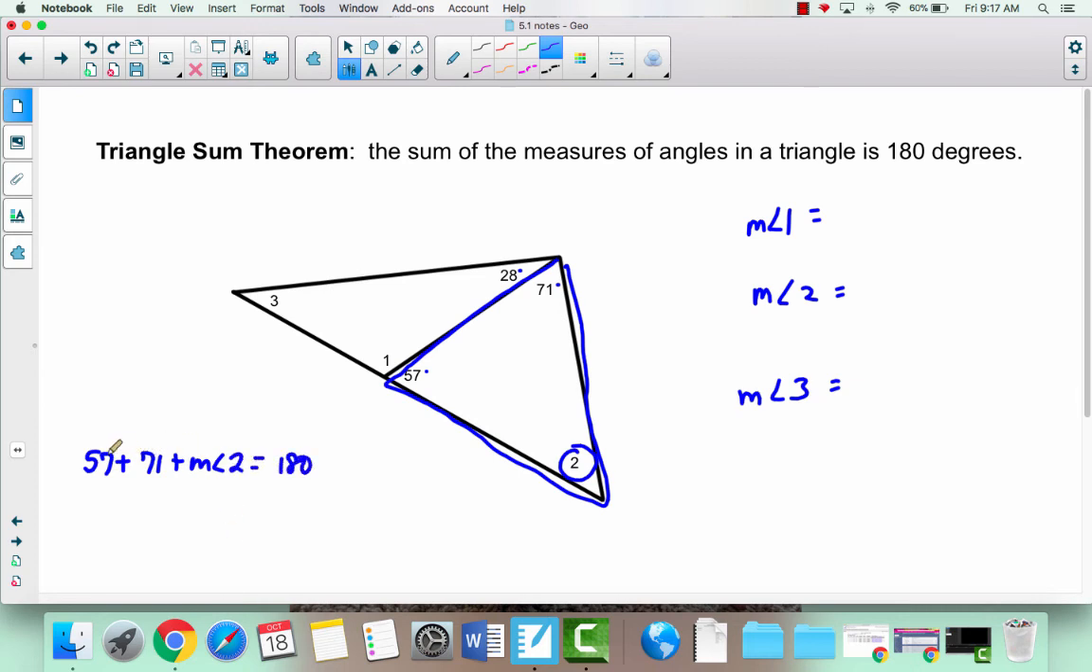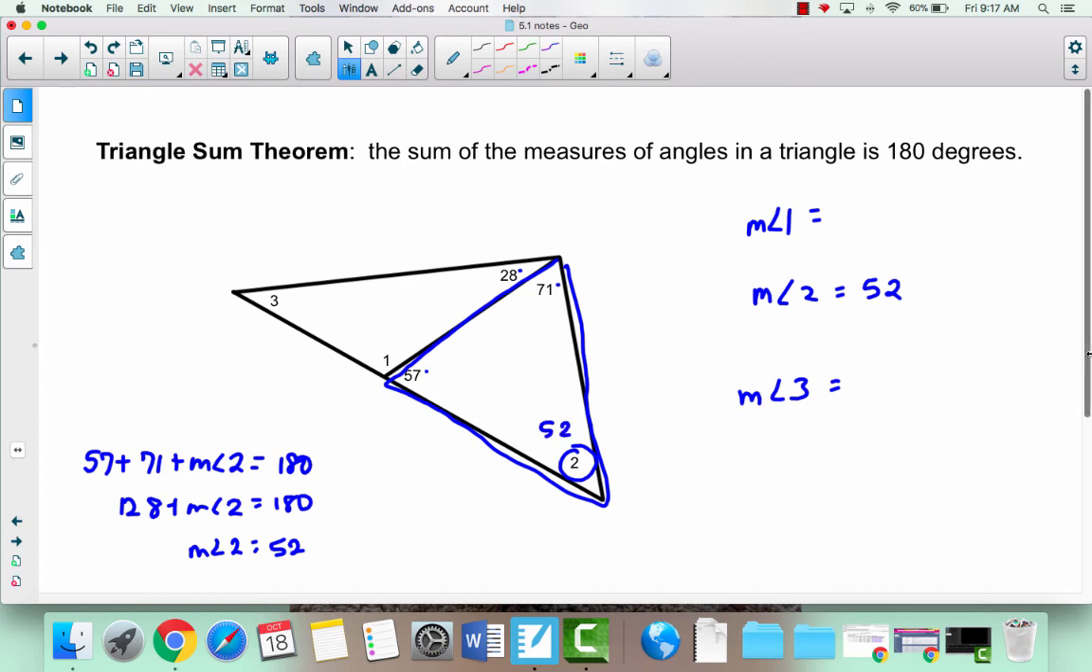And now I could go ahead and start solving. 57 plus 71 is 128. And then I could subtract 180 minus 128, and that would give me 52 degrees. So the measure of angle 2 is 52 degrees.